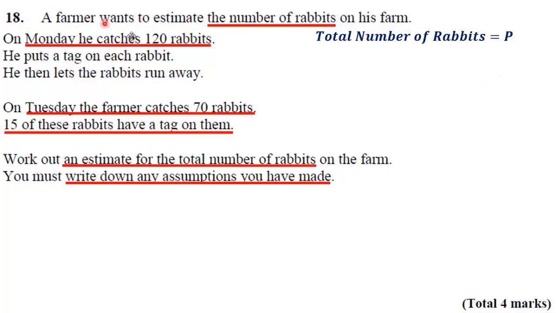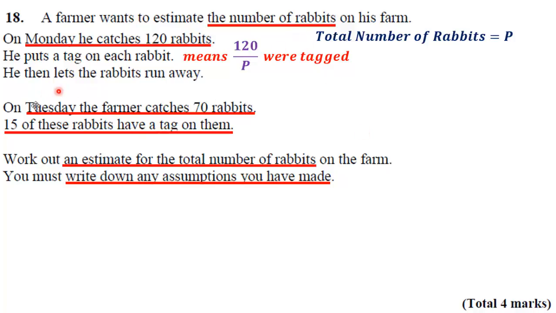Okay, so what fraction of rabbits were tagged? On Monday, he tagged 120 rabbits. If there are P rabbits on the farm altogether, remember this is what we want to work out, the total number of rabbits, the fraction that he tagged is going to be 120 over P. So that means that 120 over P, that fraction were tagged altogether.